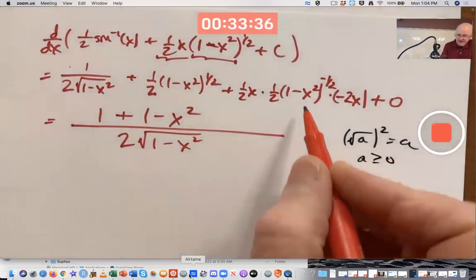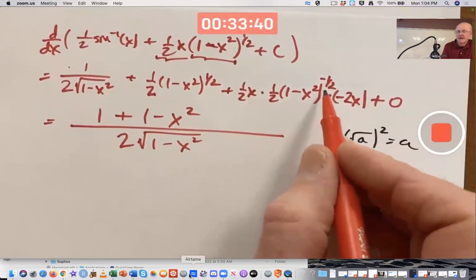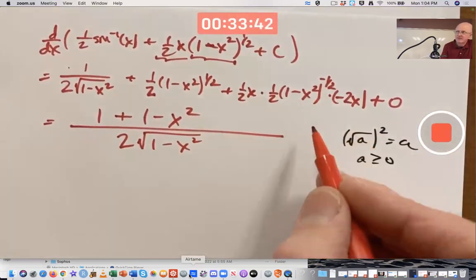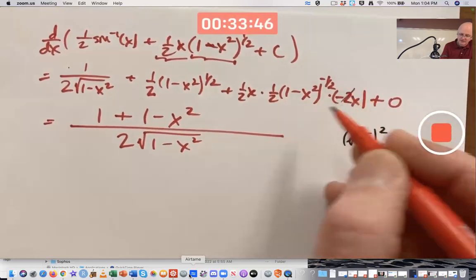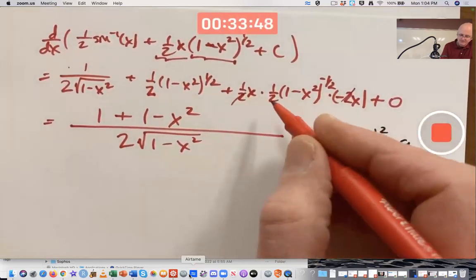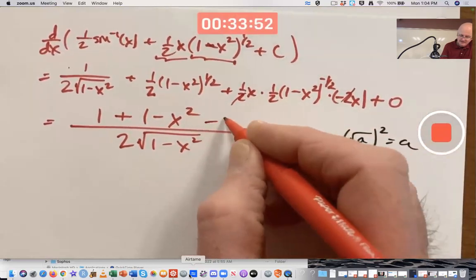This part actually already has the correct denominator because you see a 2 there. And with a negative 1/2 power there, that's the same as 1 divided by the square root of 1 minus x squared. But then I can cancel one of the 2's. And I also have x times x. I get a minus x squared here.